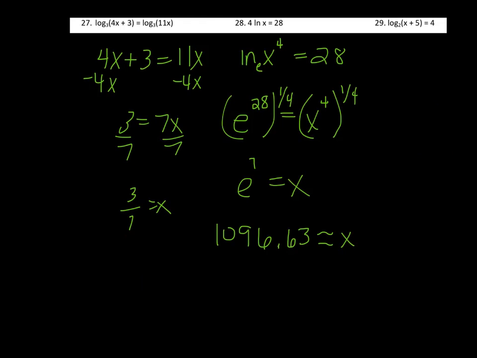I'm going to do the same thing on 29. I'm going to rewrite this in exponential form. I'm going to do 2 to the 4th equals x plus 5. 2 to the 4th is 16. And then I have to subtract 5 from both sides, so I get 11 equals x.